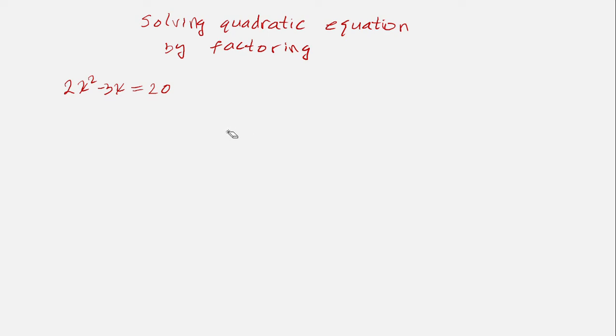Hey guys, how can we solve a quadratic equation by factoring? So if we have an equation like this, 2x squared minus 3x equals 20, one way to solve it would be to try and factor it. And then once we factor it, we equal each factor to 0.